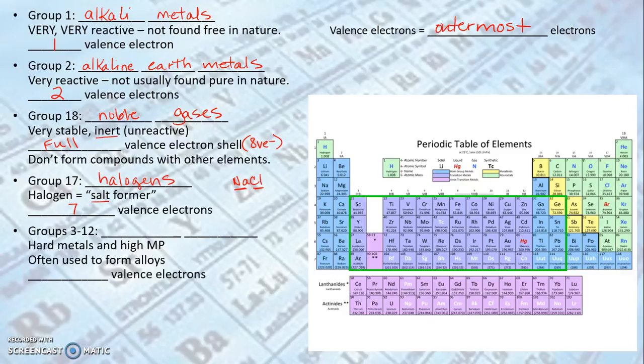Okay. Then we have groups 3 through 12, and notice how this green line extends past group 12 and it kind of goes underneath the staircase, and I couldn't get it to continue going, but we could continue it going under the staircase, and these are called the transition metals. So the transition metals are any ones in groups 3 through 12 and underneath the staircase.